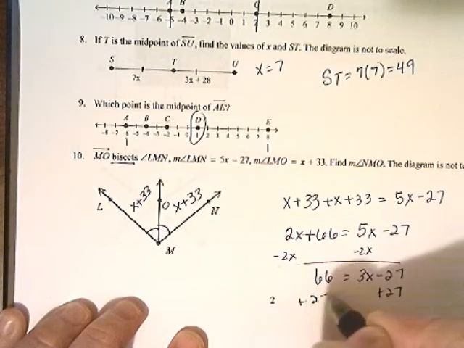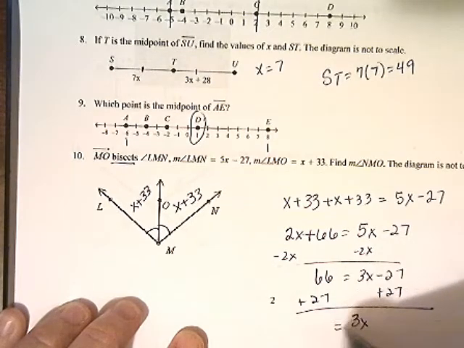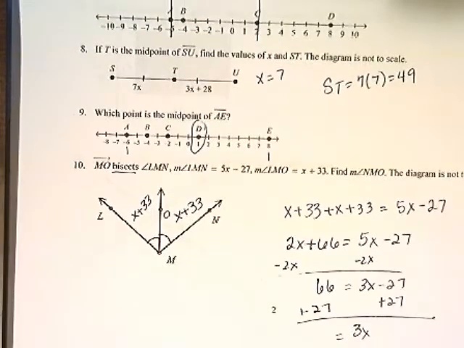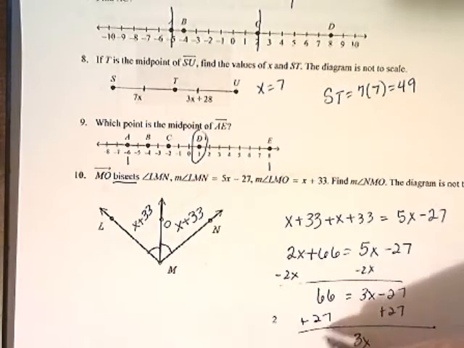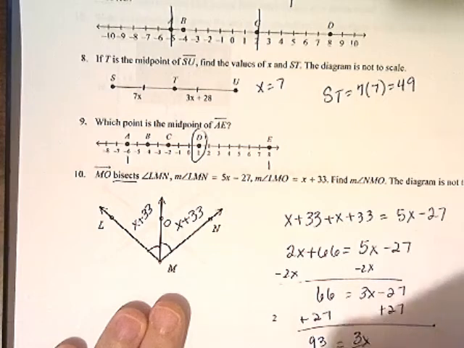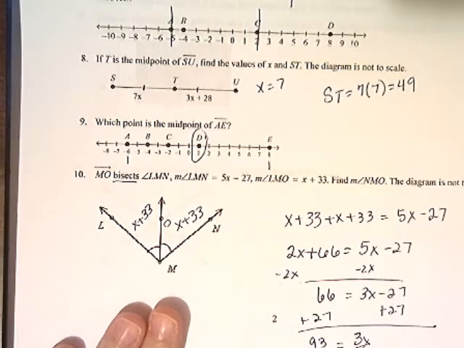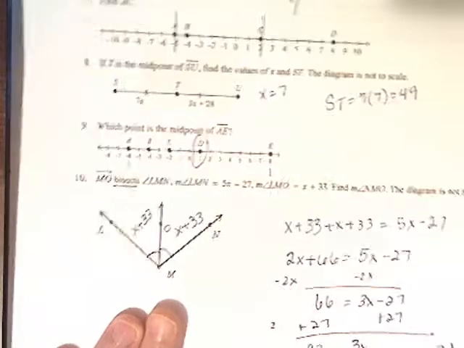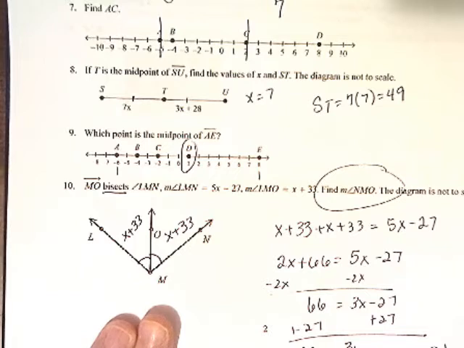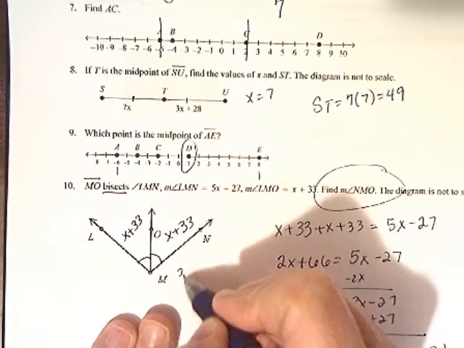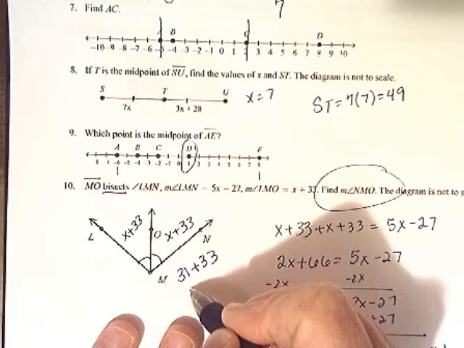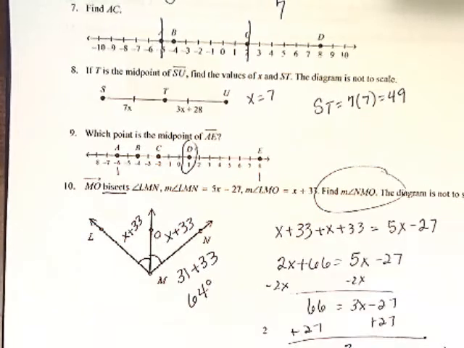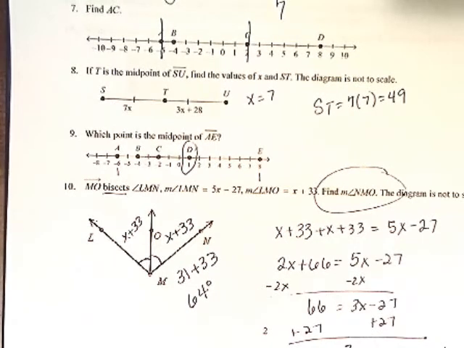Add 27. 3x is equal to 66 plus 27, which is 93. Divide by 3. And I get x to be 31. Now the question says find NMO. So that would be 31 plus 33, which would be 64 degrees. 64 degrees for number 10.